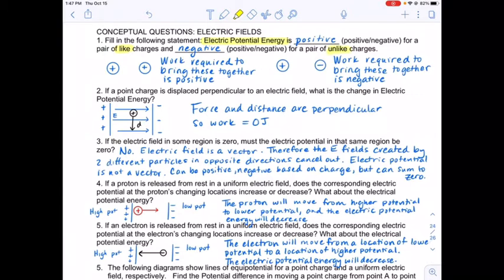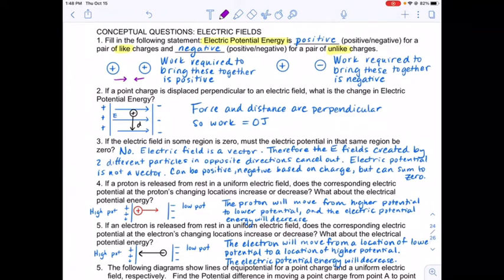So electrical potential energy is going to be positive for like charges, because think about what happens. To bring these together, I would have to push them together. I would have to do work on the system. And that work would be stored as positive potential energy.